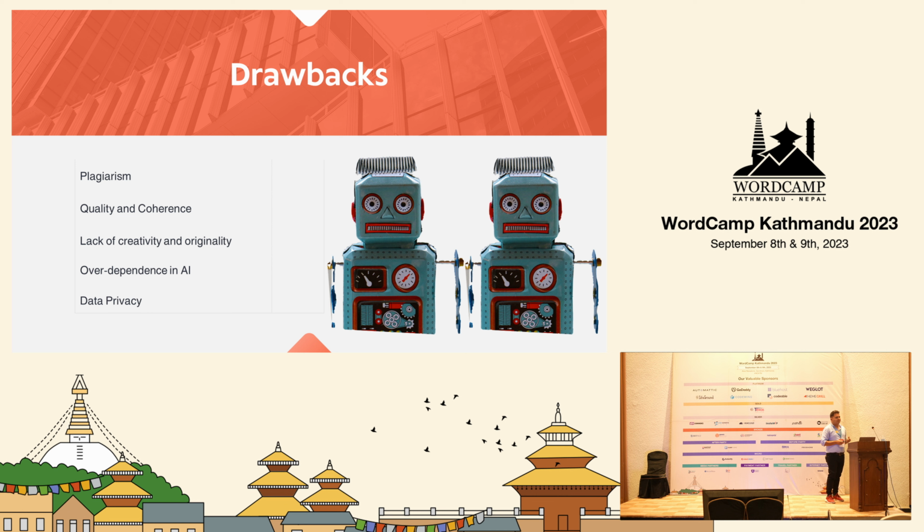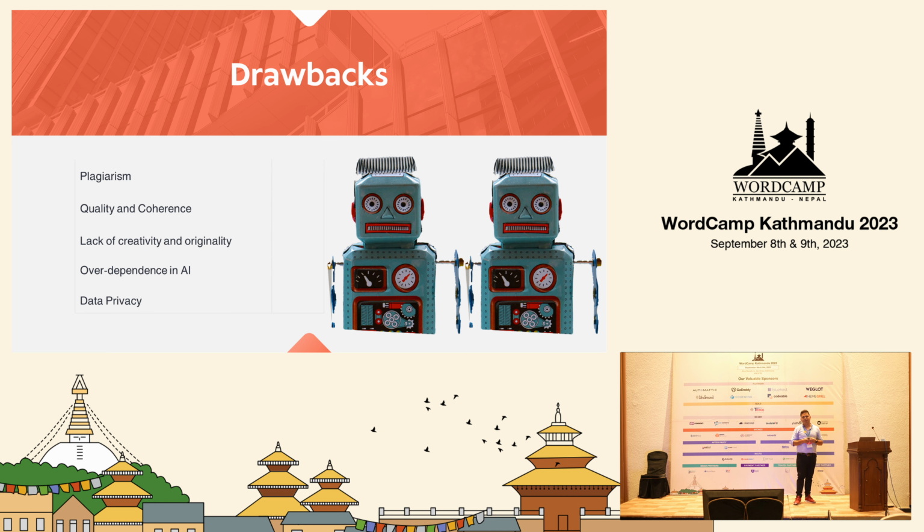Lack of creativity and originality. Obviously, if you depend on AI for everything, you'll be losing your creative ideas. So making use of it is one thing for boosting your productivity, but you cannot be dependent on it completely. And obviously the over-dependence can also be reduced a lot. There is also data privacy as a concern. We are feeding some data to a company, so there are definitely some concerns about data privacy also.